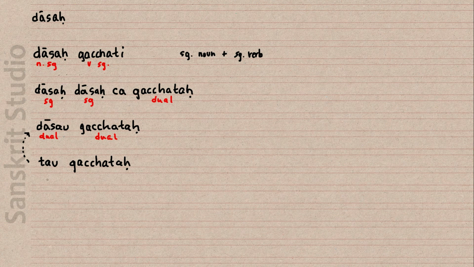So we're using the pronoun as a replacer for the noun, and thus the term pronoun for replacement for the noun, or the stand-in for the noun, tau in this case there. So here we then have the dual case of the pronoun and the dual case of the verb, like that.